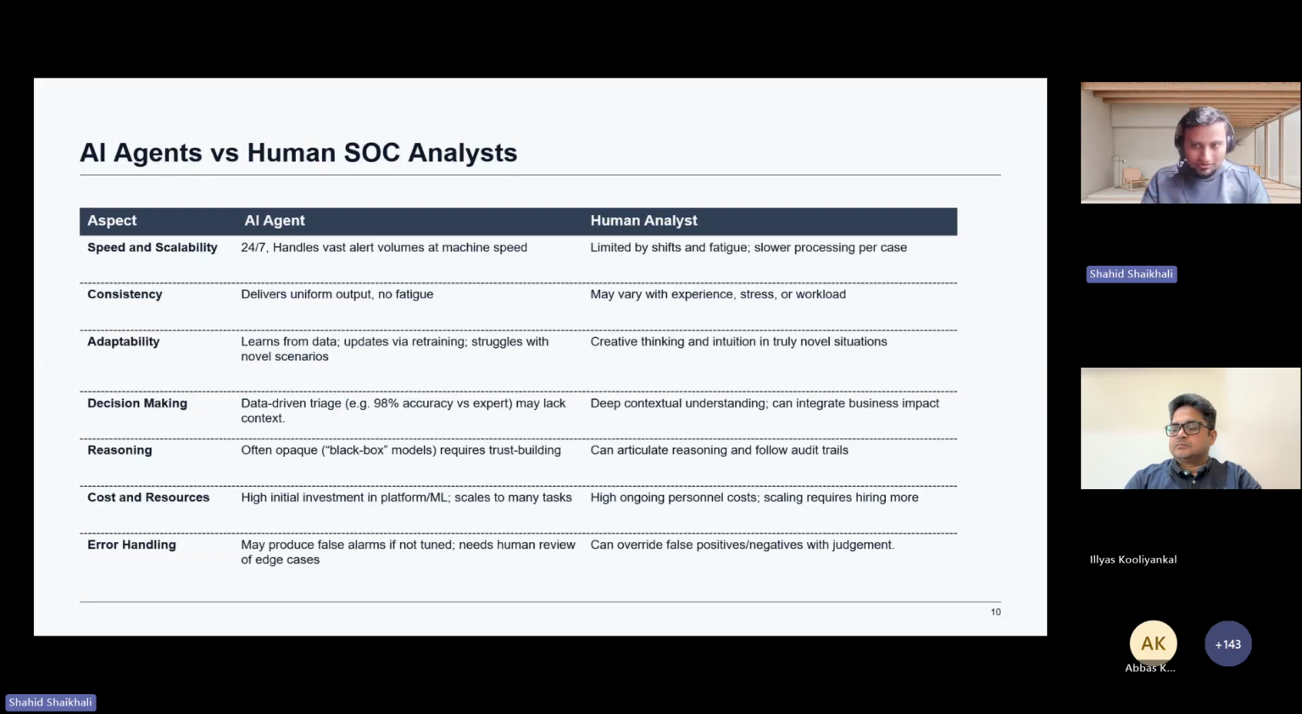The best model, which is recommended by not just Gartner, but by Microsoft, Mandiant, MITRE and other institutions, is a collaborative approach. The best model is a co-pilot approach, where AI handles the grunt work while humans steer the mission. And how does this work? We'll look at it next.